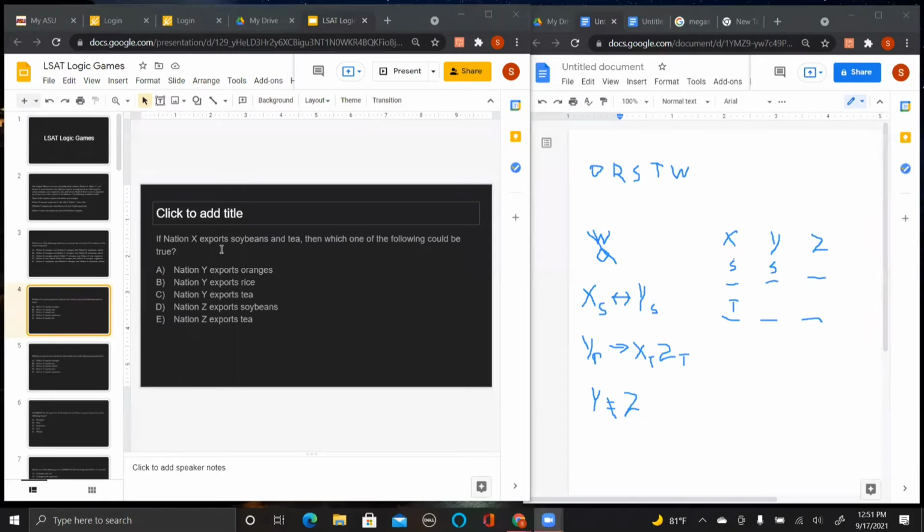And then we go on to the next question. If nation Z exports tea and wheat, then which of the following must be true? So when we're dealing with a must be true, let me erase these little things here, from our last question. If we're doing a must be true, then it's pretty simple. All we've got to do is see what follows from our rules. So if nation Z exports tea and wheat, put tea and wheat in Z.